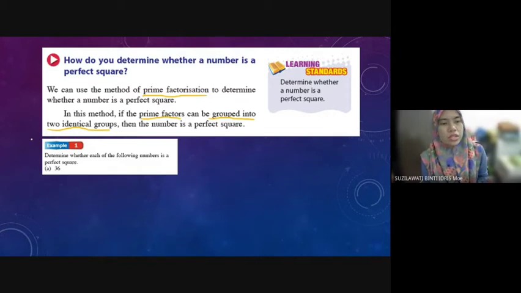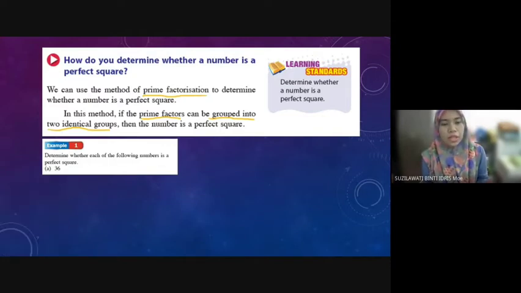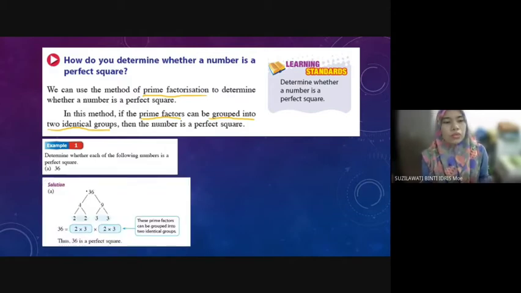Let's look at this example to understand it more. Example 1: determine whether each of the following numbers is a perfect square. Is 36 a perfect square? Adakah 36 ni ialah perfect square? A, 36. How can we determine whether 36 is a perfect square? Okay, we use this solution.